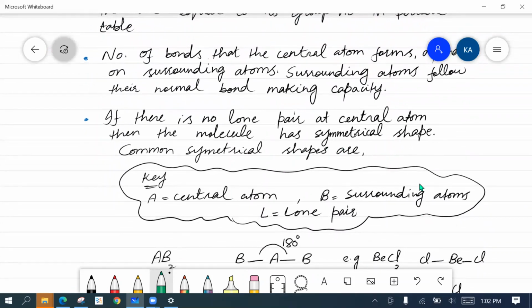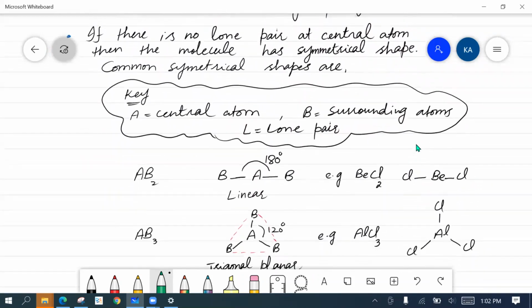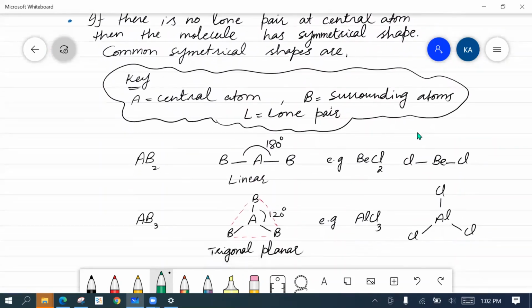Let's discuss that. But before that, we must know we are going to discuss some hypothetical molecules and their original examples of compounds. In the hypothetical molecule, A shows the central atom, while B shows surrounding atoms, and L shows lone pair. So the first shape in our syllabus is AB2.